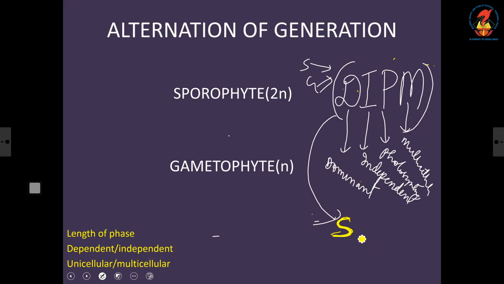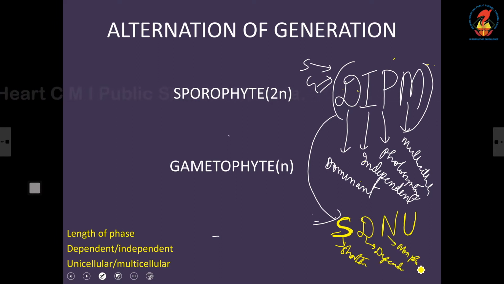Then independent, we know, the opposite is dependent. Photosynthetic, the opposite is non-photosynthetic. Multicellular, unicellular. So we get the correct opposite of this. Once again, I am giving the full form: short-lived for S, dependent for D, non-photosynthetic, unicellular.